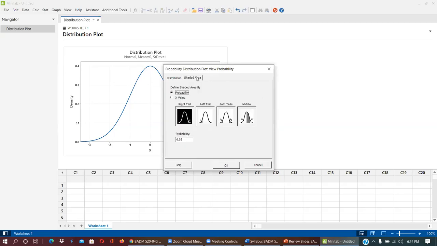So now go to the shaded area. So X values, you need to shade which areas you can get, these two values. So you can put any two X values. So I'm just going to put -0.5 and I'm going to put 0.5. These are the two.